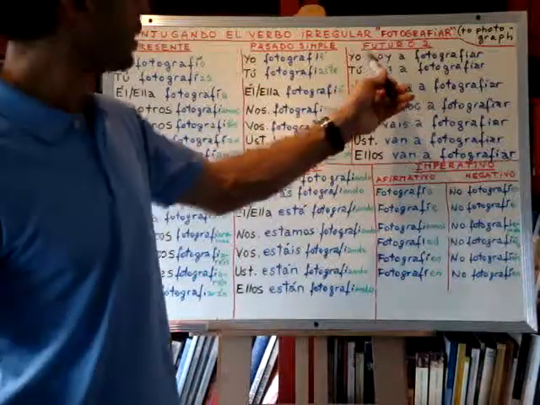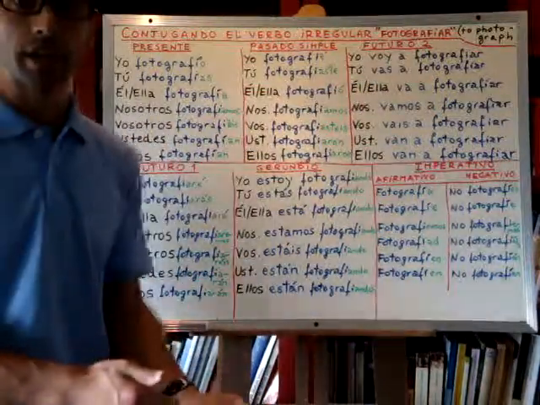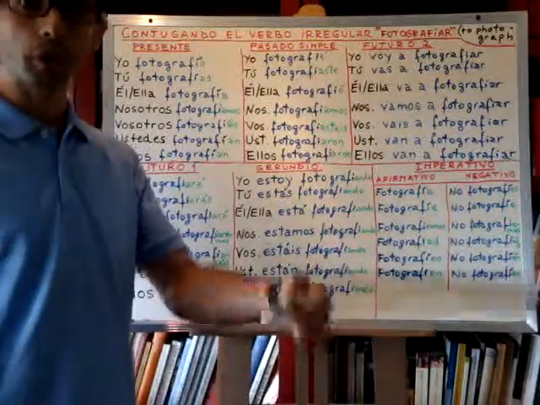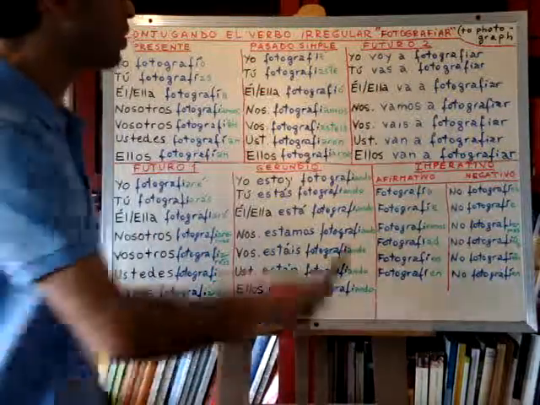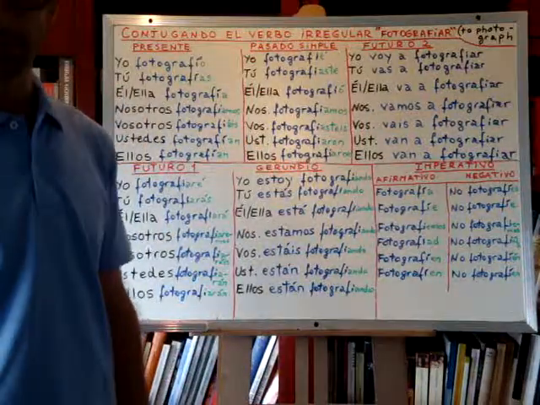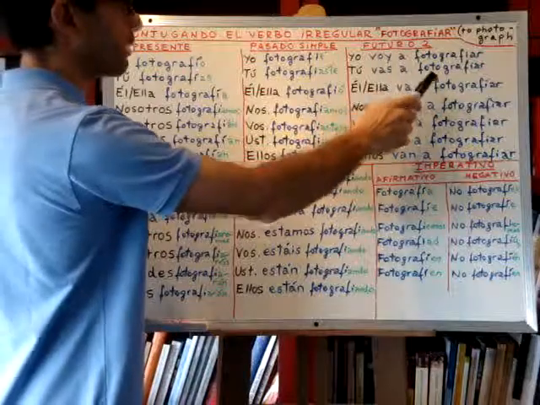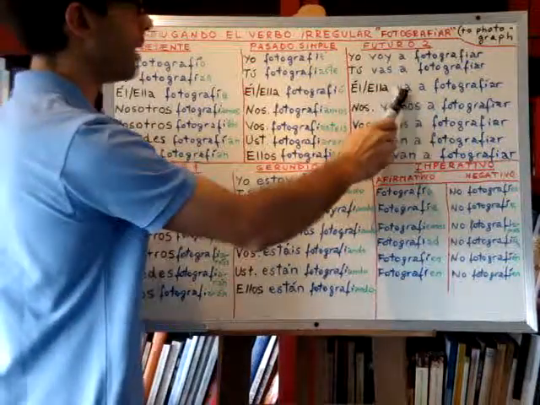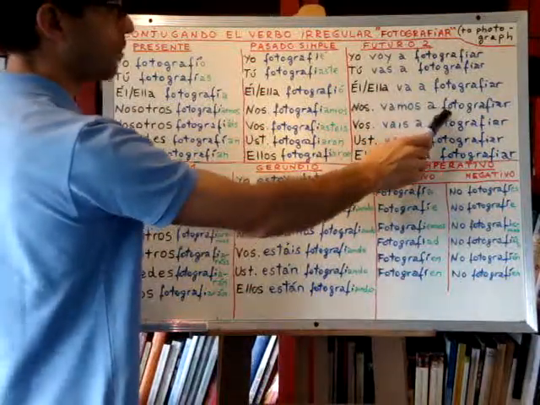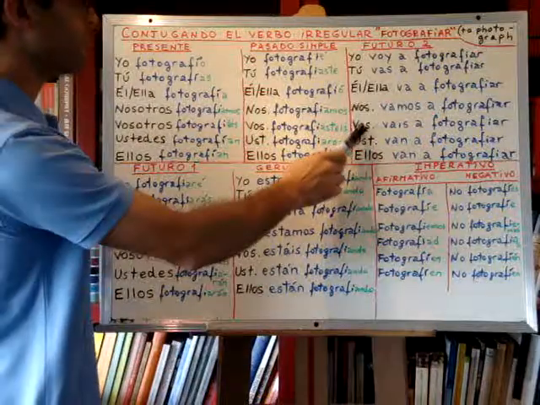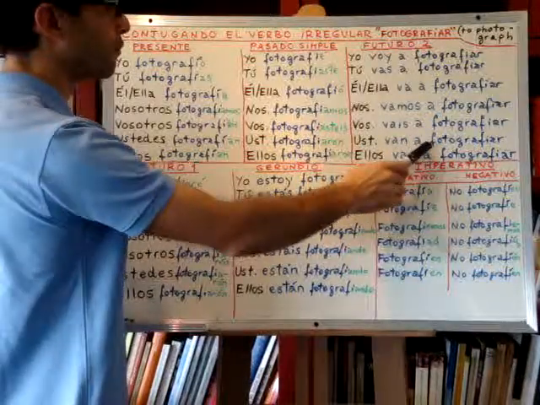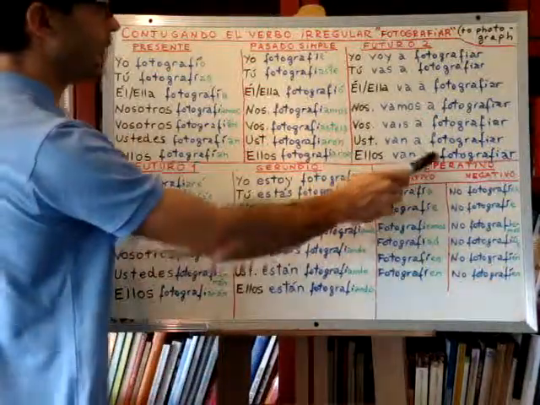Let's see the other future, okay? As in English we can say I will photograph or I am going to photograph. Okay, this I am going to is this one here. Yo voy a fotografiar. I am going to photograph. Tú vas a fotografiar. Él va a fotografiar. Nosotros vamos a fotografiar. Vosotros vais a fotografiar. Ustedes van a fotografiar and ellos van a fotografiar.